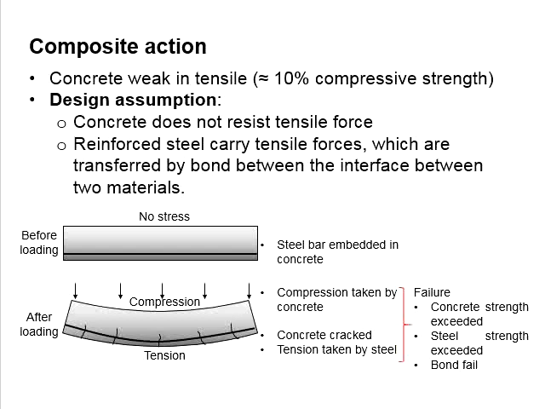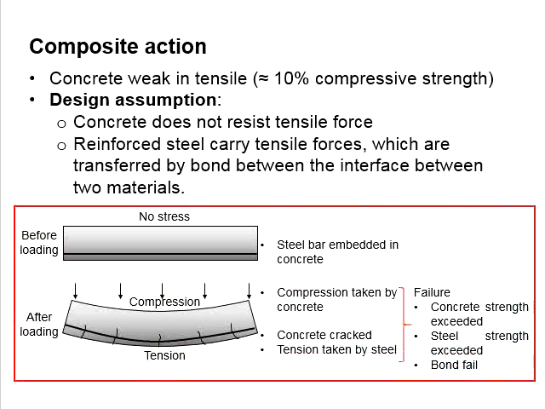Concrete is weak in tension. Its tensile strength is only 10% of the compressive strength of the concrete, which is relatively low. For simplicity of the design, it is normally assumed that the concrete does not resist any tensile force, and the tensile forces are fully taken by the reinforcing steel, with the stress transferred by the bond between the interface between the concrete and the steel.